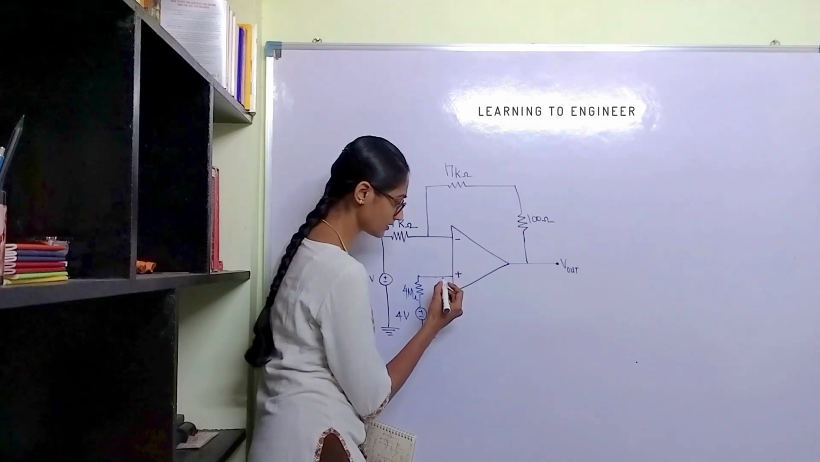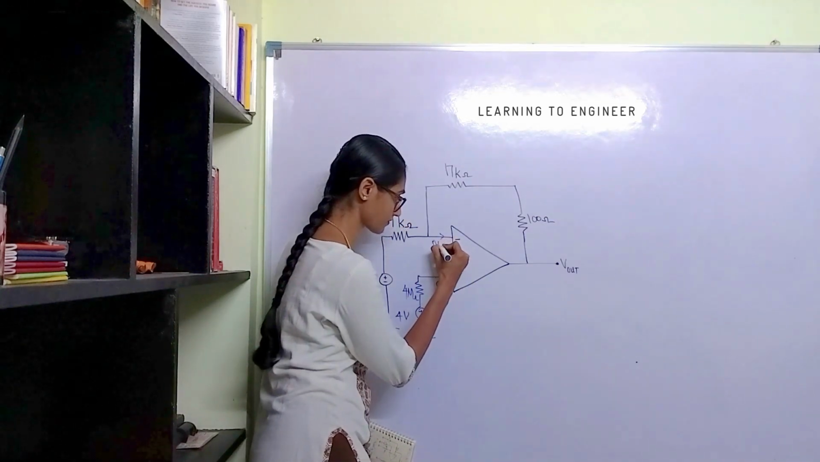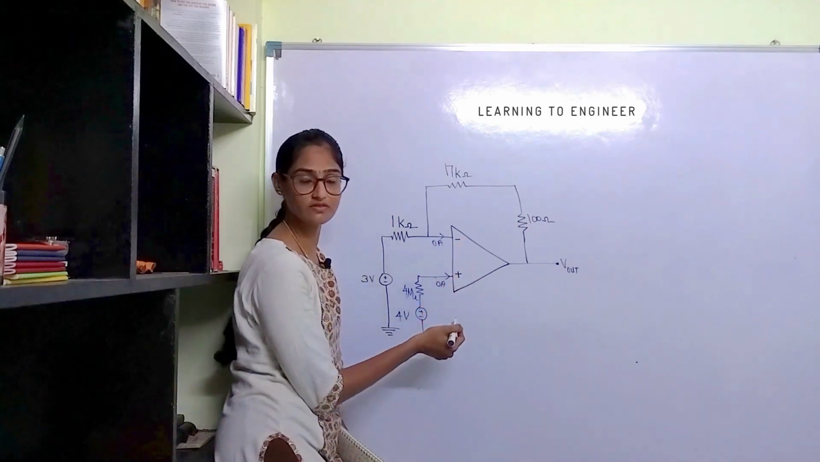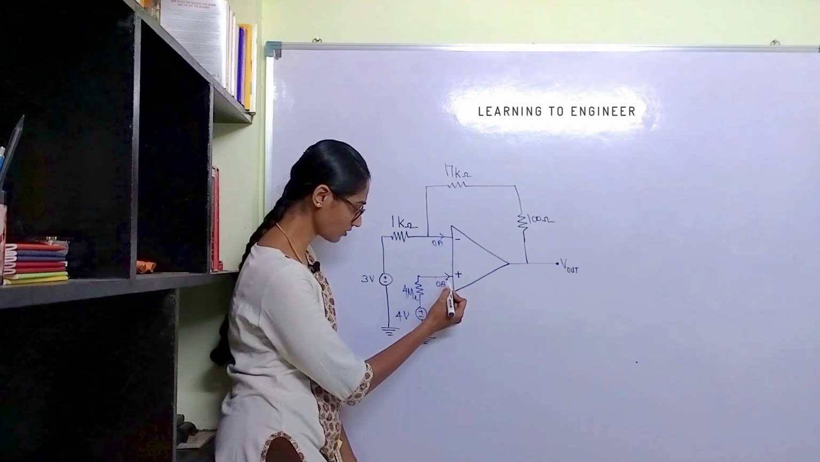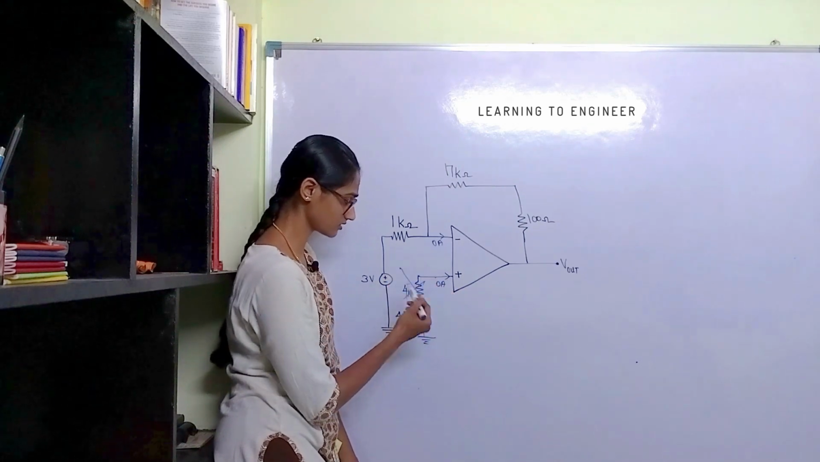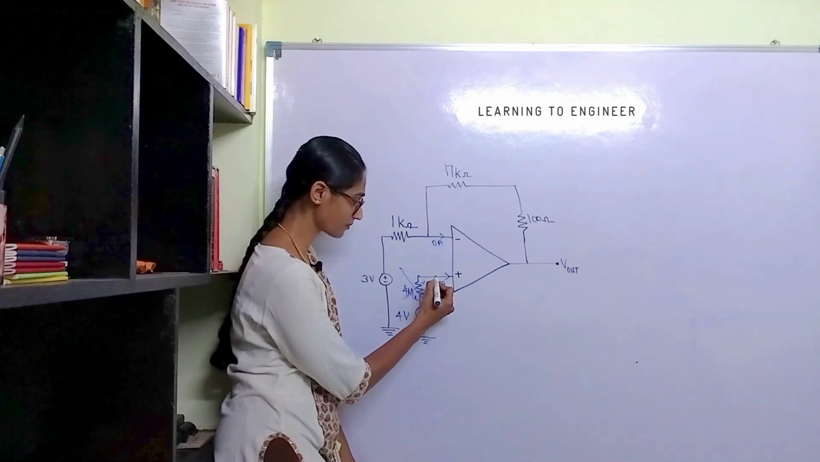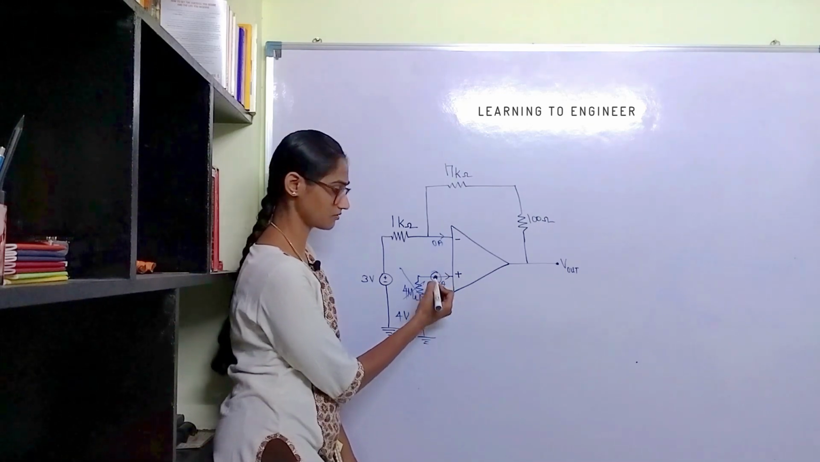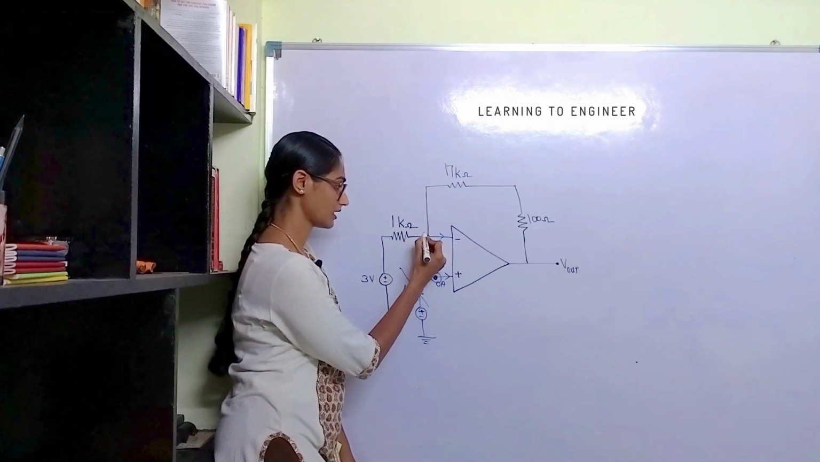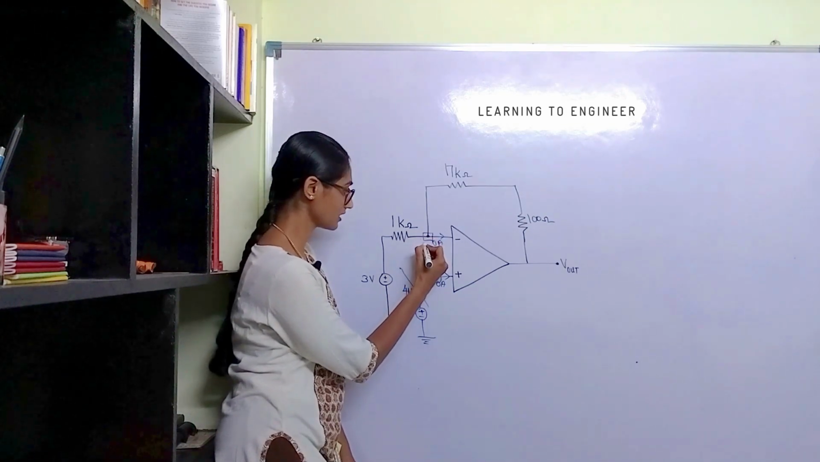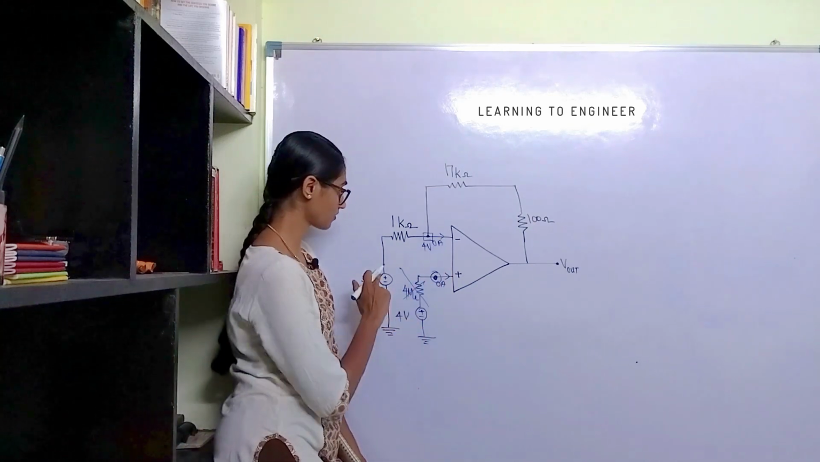We know one concept, that no current enters the terminals of an op-amp. Both the inverting and the non-inverting terminals don't accept any current. So when there is zero current, there is no meaning in having this resistor actually. So this 4 volt is directly applied to this terminal. This will be tracked by the negative terminal, and the voltage at this end will also be 4 volt.